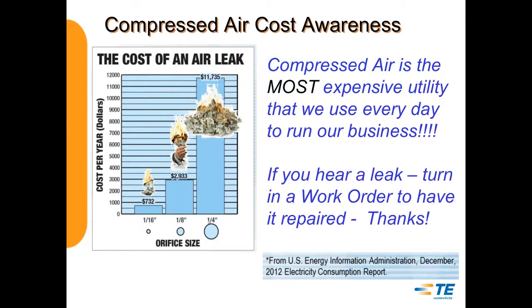Another picture we put up is to try to give some kind of indication. If you've got a 1/16-inch tube or orifice that's blowing air 24/7, you're wasting about $732 a year. If you bump that up to a quarter-inch diameter tube, you're up in the $11,000 to $12,000 worth of compressed air. There again, like I said, compressed air is the most expensive utility that we use every day to run a business.